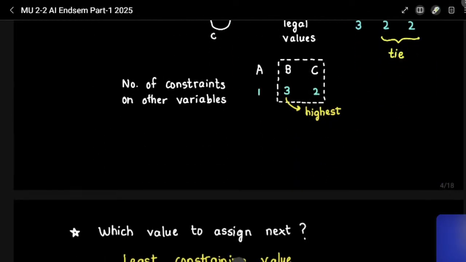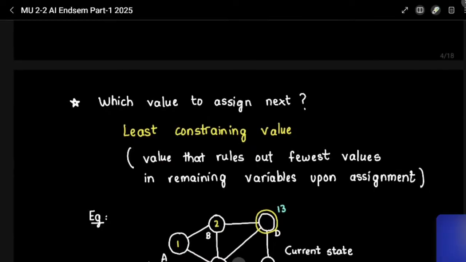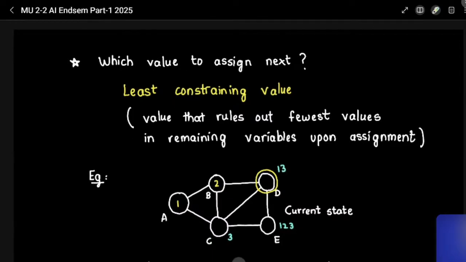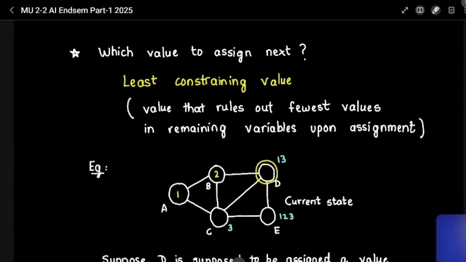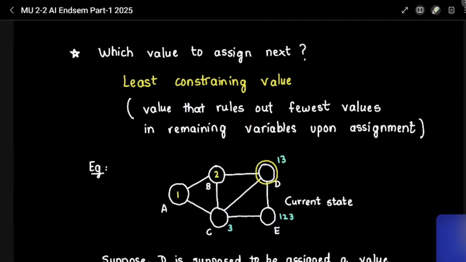Okay, now that we've decided which variable to assign a value to, which value should be assigned to that variable? There's only one rule here. The rule is least constraining value. It says you have to choose that value that rules out the fewest values in remaining variables upon assignment. That's a mouthful, but now we'll look at an example. This is a problem similar to map coloring. The same constraints are there. No 2 adjacent variables can have the same value.